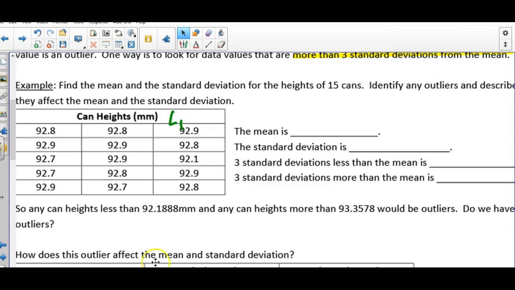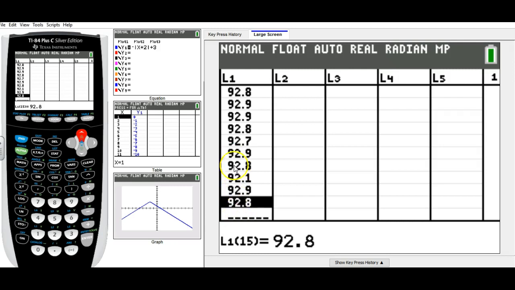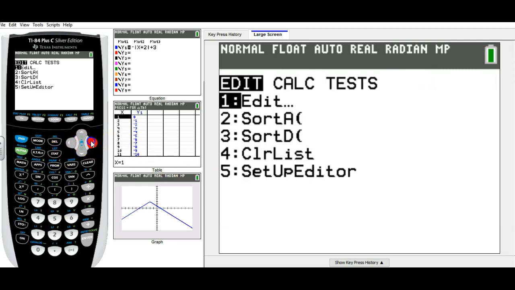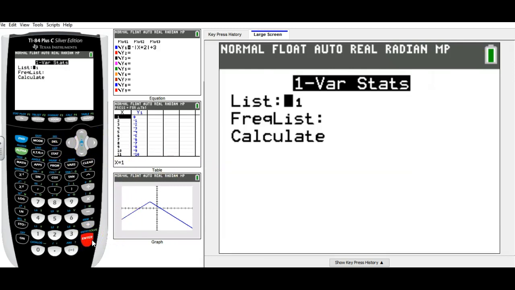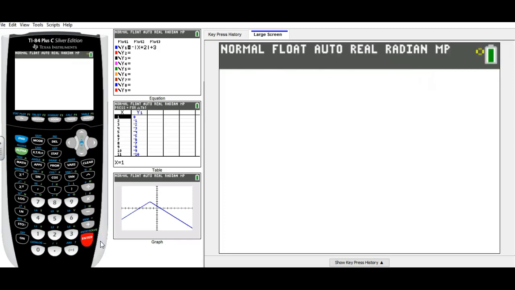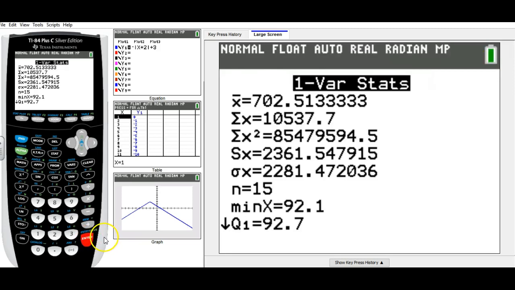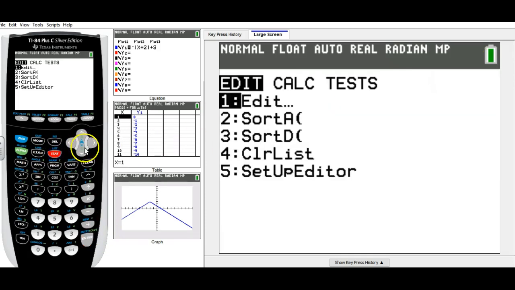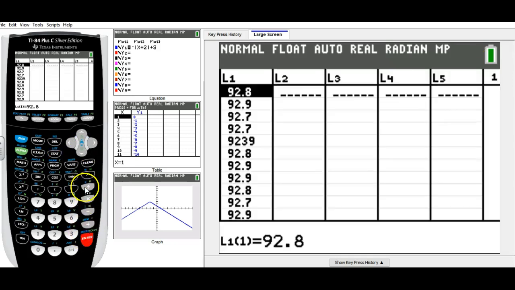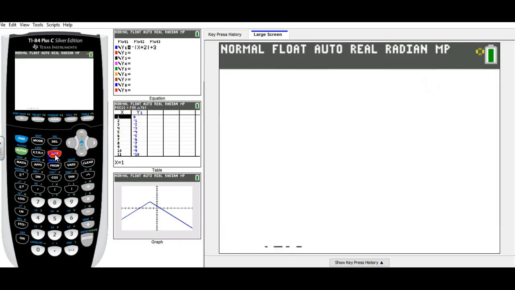I know you're thinking, oh, I put it in 3 different lists. No, put it all in list 1, like so. And then we're going to do the same thing we've been doing: stat, calculate, option 1, 1-Var Stats. Wait a minute, I made a mistake somewhere. Y'all see how those values are? That's why you've got to check yourself. That was intentional. Here's where the mistake is: 92.9 should be the correct value. Now check yourself again.